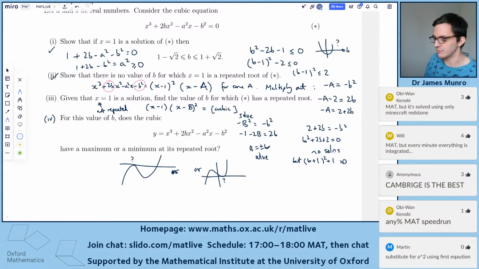By this point in the question, we've solved this algebra that I got bored of solving, and we've worked out that the other root might be bigger or it might be smaller. That's the difference between these two cases. That helps you identify whether this thing has a maximum or a minimum at the repeated root. Okay, cool. I can't remember what the answer turns out to be.